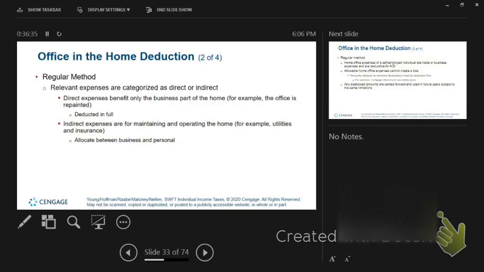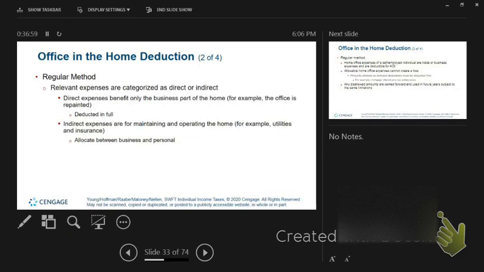Sometimes you have expenses that are directly related just to your office. So if you had a landline, go back to those days, and a fax machine that you paid for just for your office, and a phone number just for your office, those would be expenses directly related to your home office. If you bought a computer or paper for your office, those would be direct expenses.